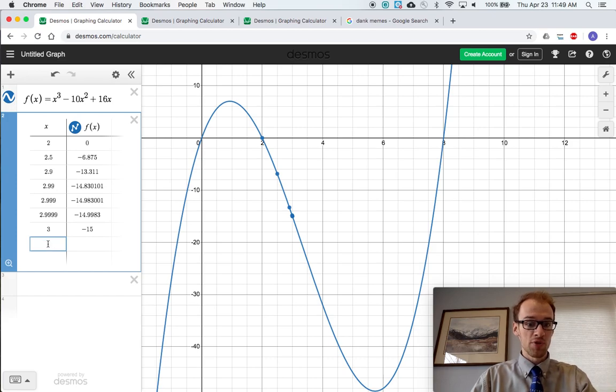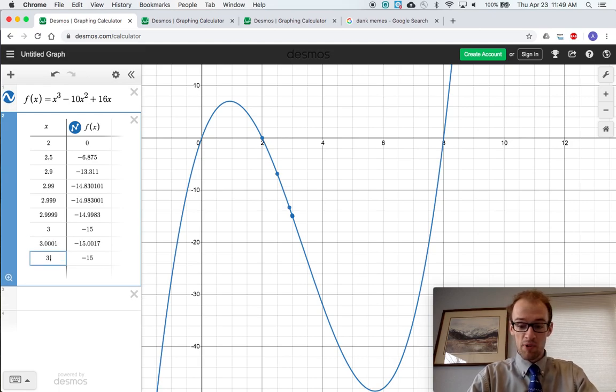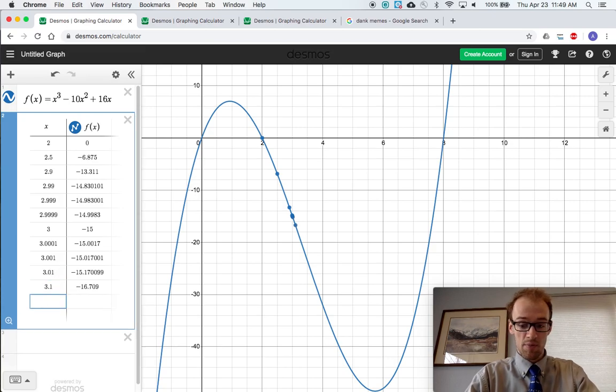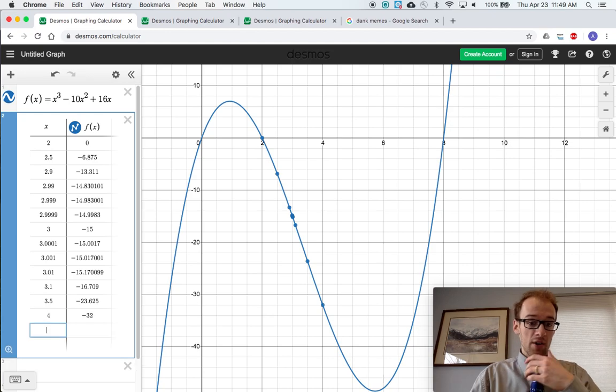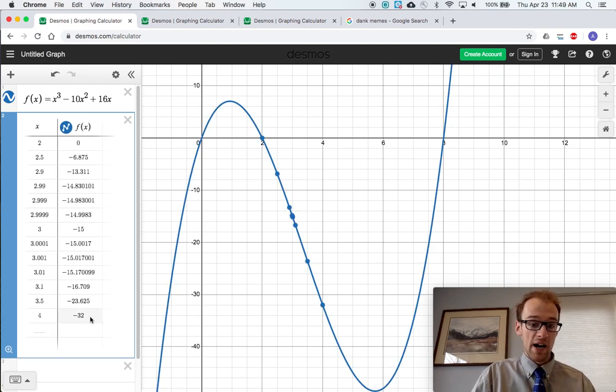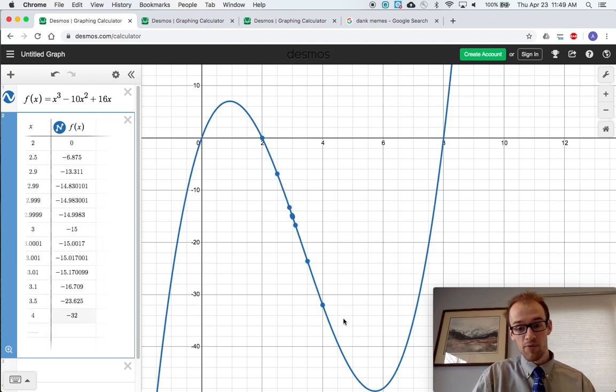What if I approach 3 from the other side? So let's go just past 3. 3.0001, 3.001, 3.01, 3.1, 3.54. So we see that from the other side, as I come from the right, as we approach 3 from the right, we also get to negative 15. You can see that the y value is getting closer and closer and closer to negative 15.